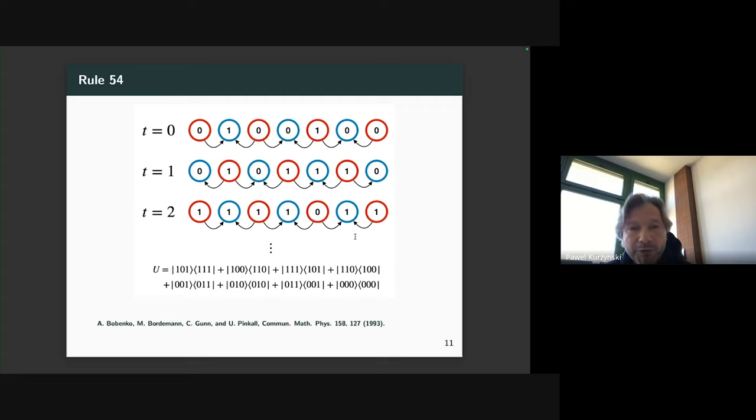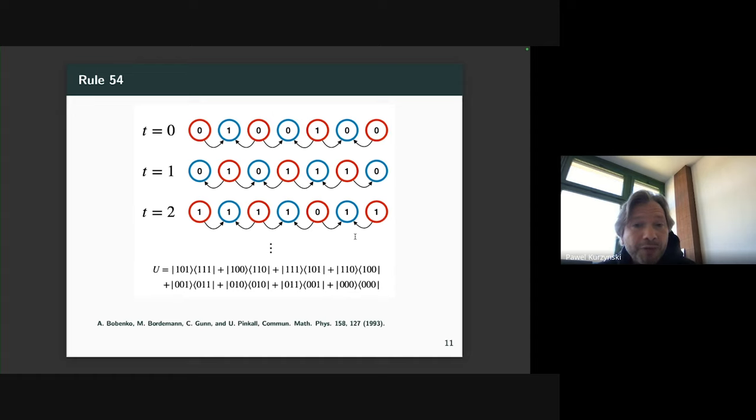The idea is the following. Imagine that you have a set of n qubits. For simplicity, let's assume that n is an even number. What you do is divide the system into two parts. For example, if you organize them in a chain, you can divide them into qubits at even positions and qubits at odd positions. And then the evolution is a two-step evolution: in even steps, one group of qubits controls the other group, and in odd steps, the other group controls the first group.